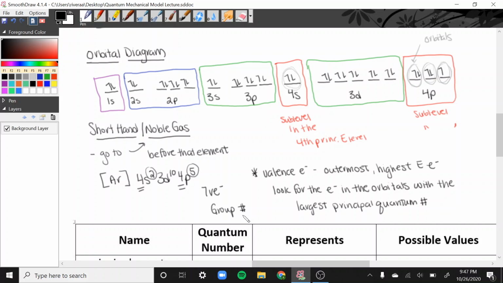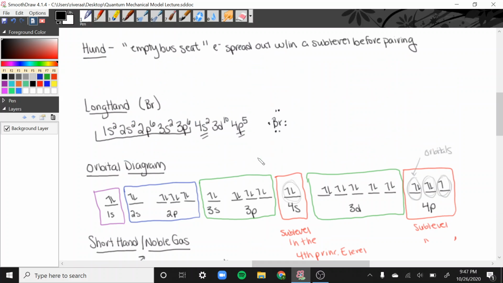Oh, one last thing before we talk quantum numbers. Oh my God, have I been talking for over an hour? Probably have.